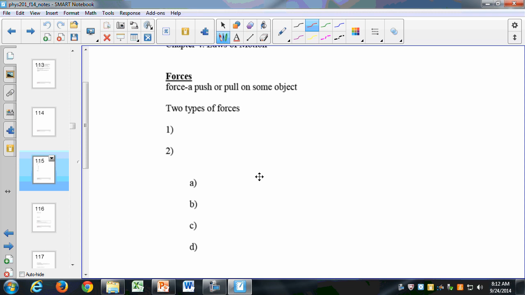A force is just a push or pull on some object. So it can be any number of things. It could be like a fight.